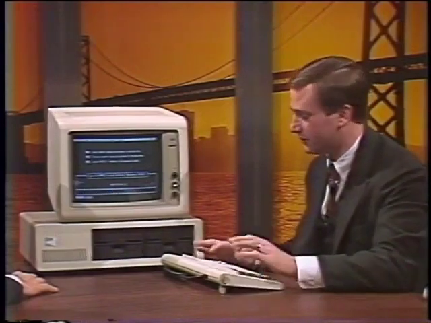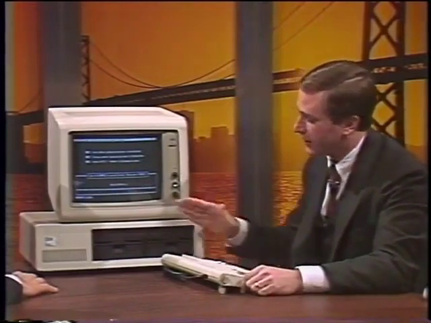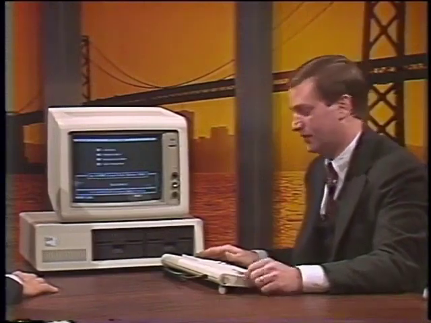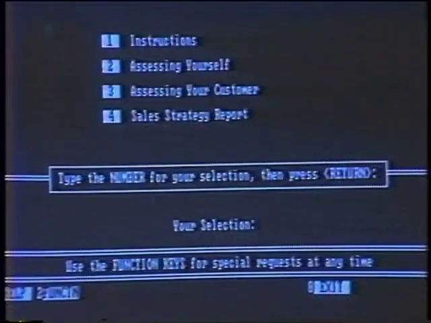Okay, we've completed that section, and again, we are going to go ahead and store that information simply by putting it out on the diskette. Okay, again, that was just a small sample of the normal dialogue that would take place. Exactly. We're at the main menu now, and we won't look at the instructions. We've already completed assessing yourself. Let's go ahead and take a look at a customer I've already loaded in here.